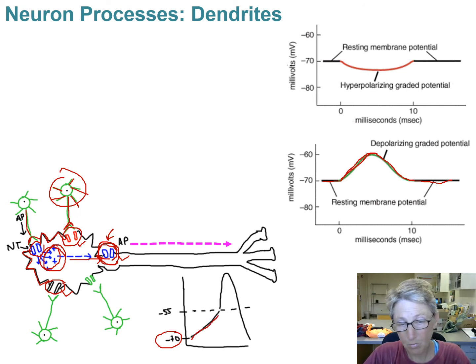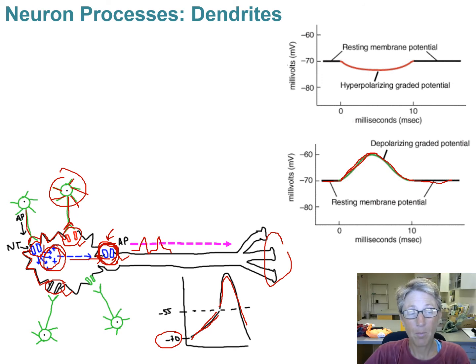Positive charges are drifting from the cell body over to the axon hillock. If enough positive charges make it to the axon hillock on the neuron, and the membrane potential depolarizes to minus 55 millivolts, that's the threshold potential, then you can fire an action potential. And then that action potential will travel down the length of the axon till it reaches the axon terminal here.